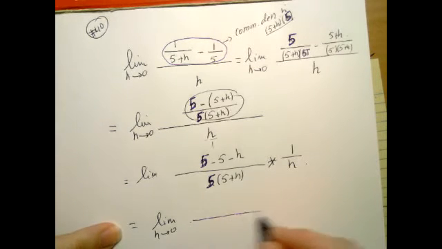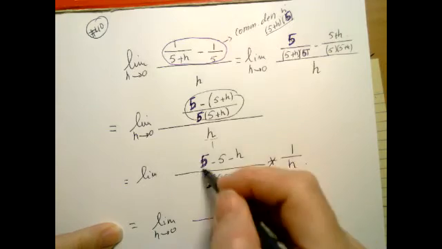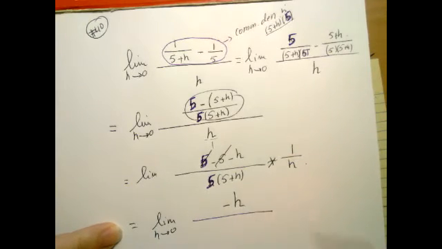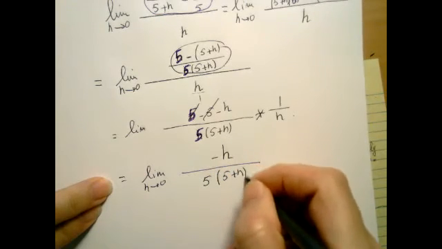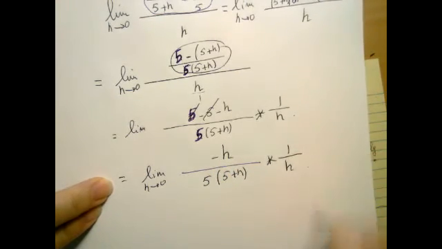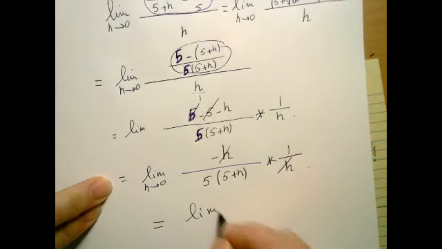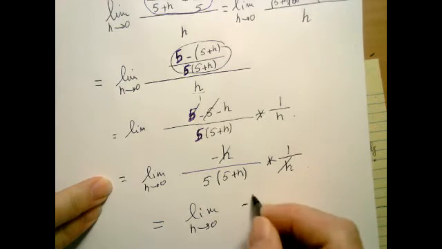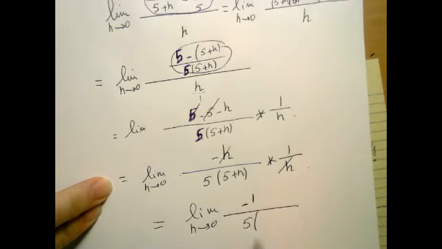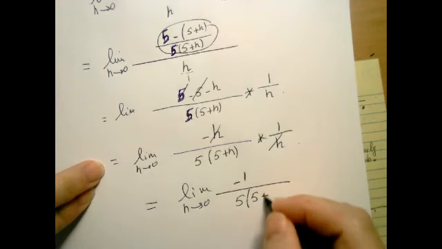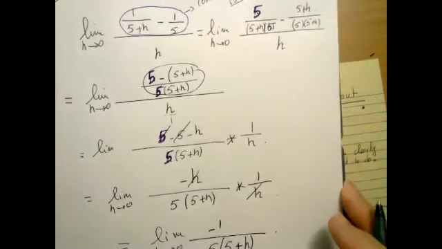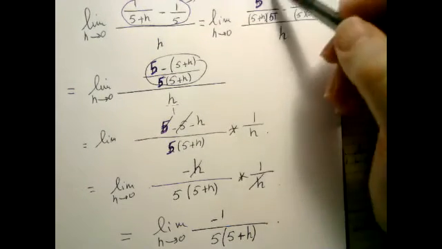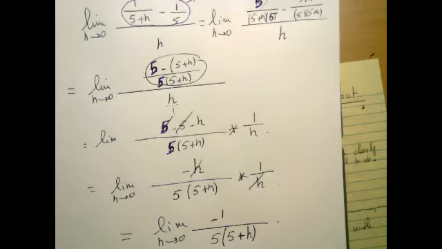So this will be equal to: now the 5 minus the 5 cancel out. I will have the minus h over 5 times 5 plus h times 1 over h. Now my h simplifies, leaving me with the limit as h goes to 0 of minus 1 over 5 times 5 plus h. End of the problem. Okay. Any questions besides number 40? Sorry for this stupid mistake here. Any other questions from the homework?